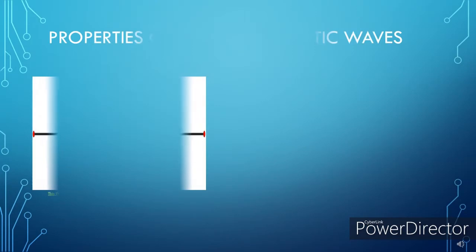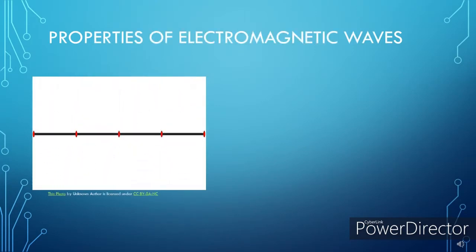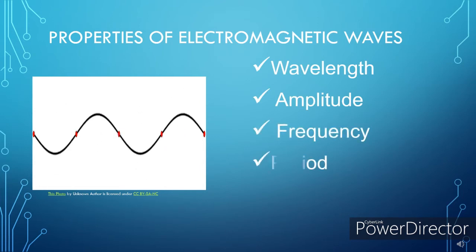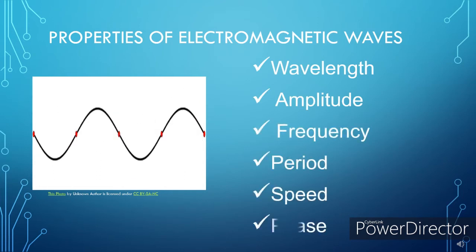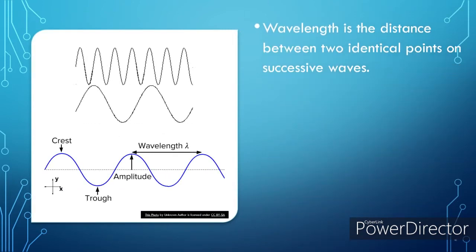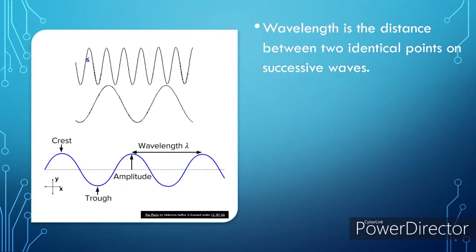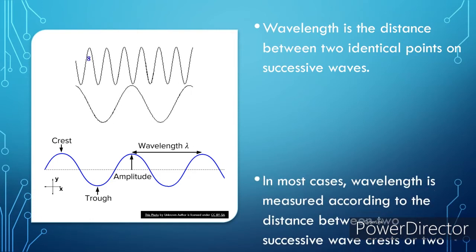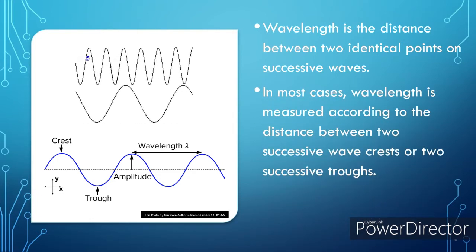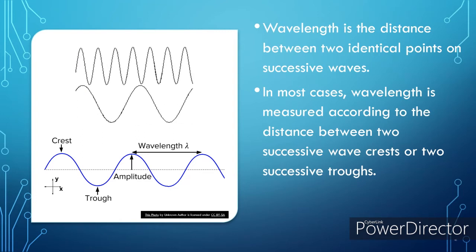Properties of electromagnetic waves. There are many properties that scientists use to describe waves. They include wavelength, amplitude, frequency, period, speed, and phase. Wavelength is the distance between two identical points on successive waves. In most cases, wavelength is measured according to the distance between two successive wave crests or two successive troughs.